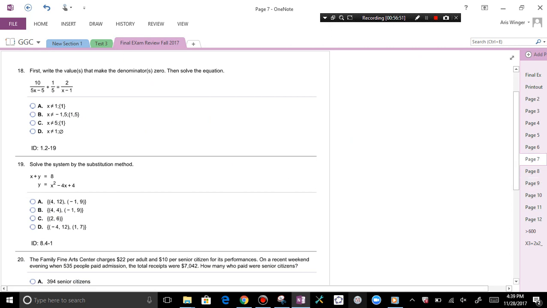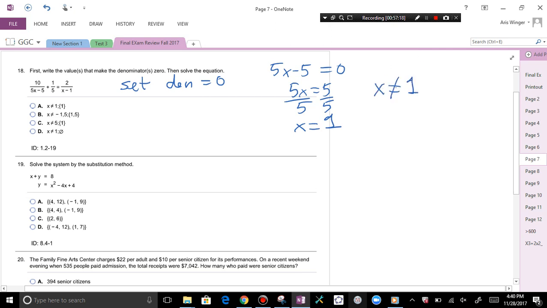All right, we want to solve for x here. Find the values that make the denominator 0, then solve the equation. So set the denominator equal to 0. 5x minus 5 is equal to 0. 5x equals 5. Divide both sides by 5. x is equal to 1. So you definitely don't want x equal to 1. So for me, it's either A or D.